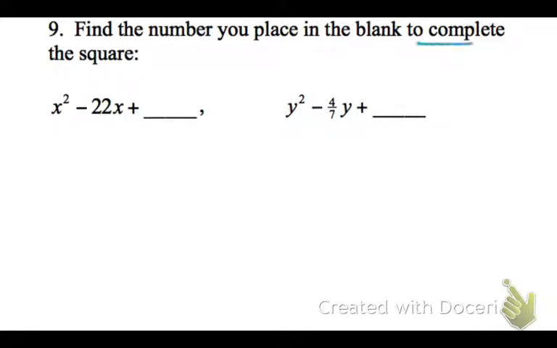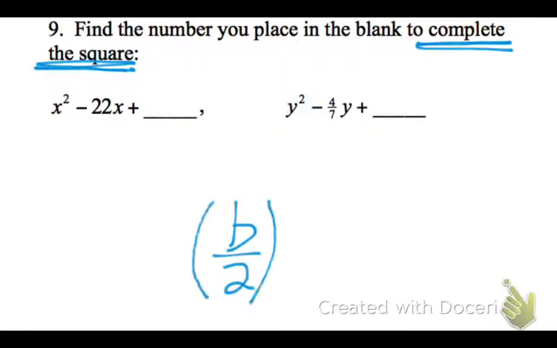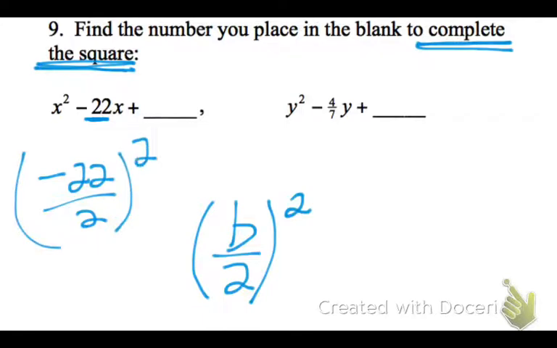This question is kind of a pretty fast question. This is basically, do you understand how to complete the square? And we just did that on the previous one. So again, the formula is b over 2 squared. So in this case, b is negative 22. So you have negative 22 over 2 squared. That would be negative 11 squared. So our answer is 121, 11 times 11.